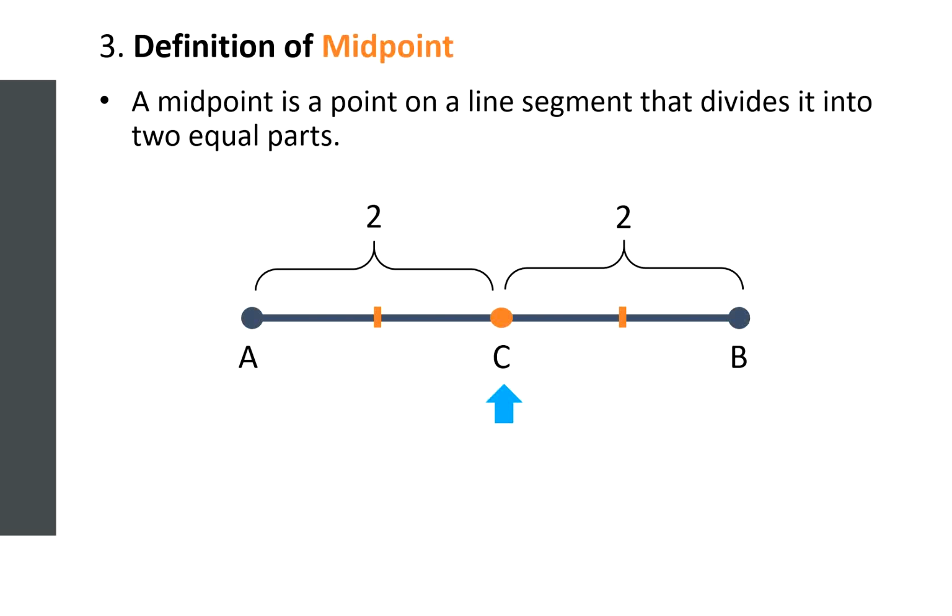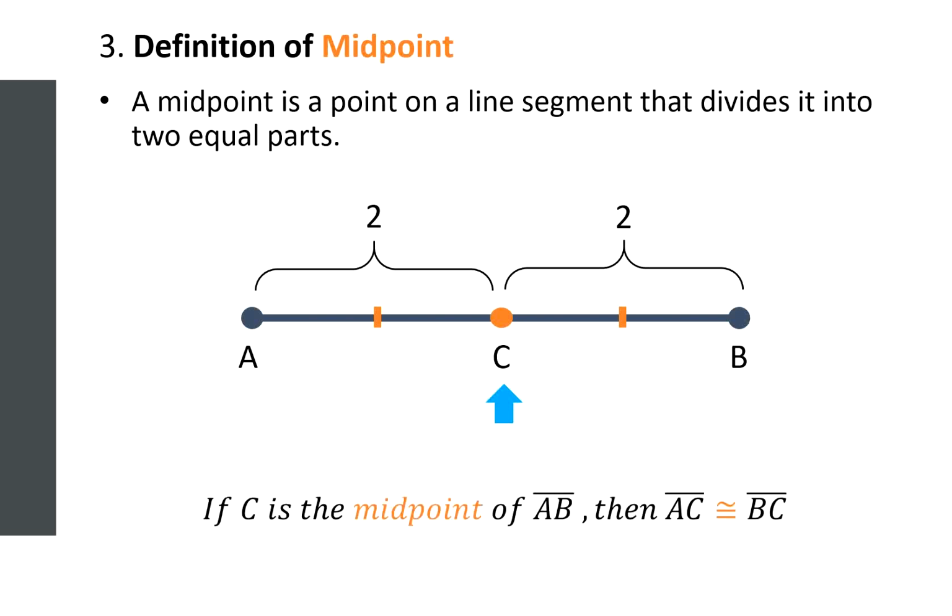Ngayon, pwede nating i-represent ito ng if-then statement. So, if C is the midpoint of line segment AB, then line segment AC is congruent to line segment BC. So, ibig sabihin, kung yung C yung midpoint, the same ang measurement daw ng line segment AC at the same din ang measurement ng line segment BC.